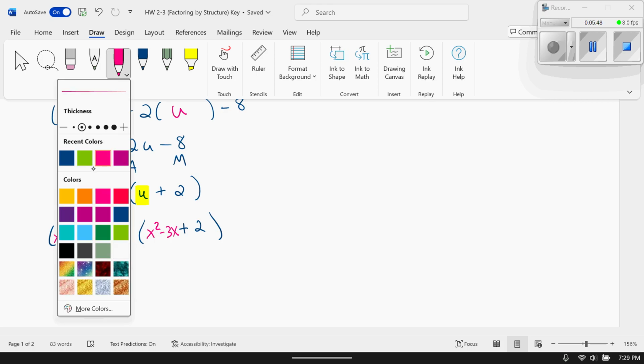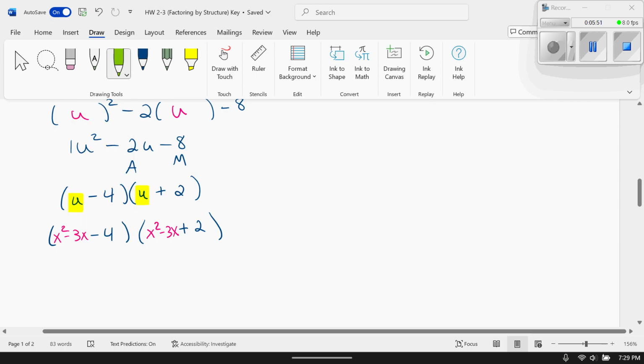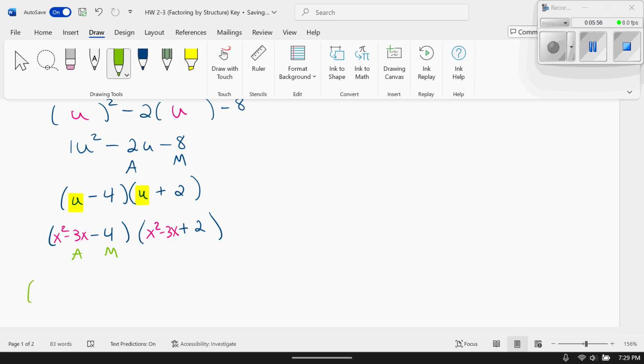So on the left-hand side, I have a trinomial. I'm going to see if I can factor it. You might not be able to. Are there two numbers that multiply to negative 4 and add to negative 3? Those two numbers are negative 4 and positive 1. On the right-hand side, are there two numbers that add to negative 3 and multiply to 2? Those two numbers are negative 1 and negative 2.